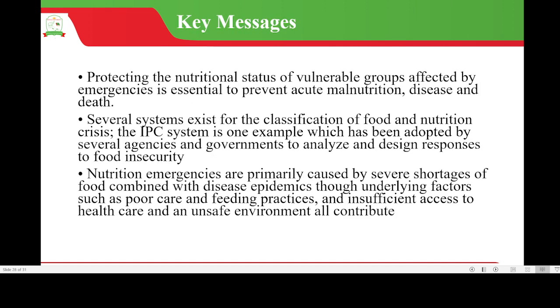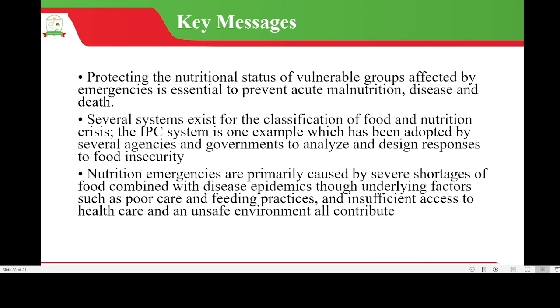The key messages. Basically, what we have to note is that protecting the nutritional status of vulnerable groups affected by emergencies is very essential to prevent acute malnutrition, disease, and death. Several systems exist for the classification of food and nutrition crises. We have the IPC system, which is one example that has been adopted by several agencies and governments to analyze and design responses to food insecurity.